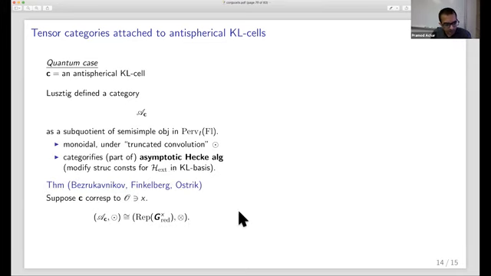A theorem: these three people had a series of papers with a title something like "On tensor categories attached to cells in affine Weyl groups." There are lots of results in there, but one of the results that you can extract from there is that this monoidal category is equivalent to the tensor category of representations of this reductive quotient of the stabilizer of an element in the nilpotent orbit.